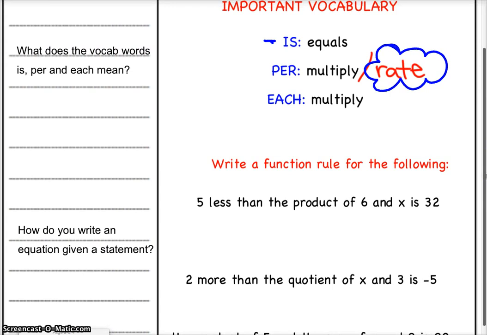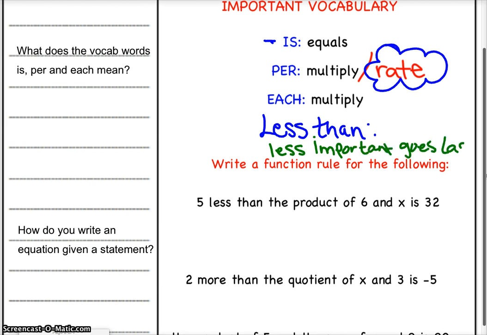I also want you under here, you've got plenty of room, to write the vocab grouping less than. It's one that kids mess up all the time. One of my 7th graders this year said, think of it as less important, so go second or last. That's how I want you to think about it.